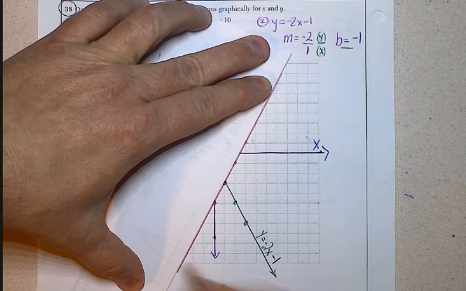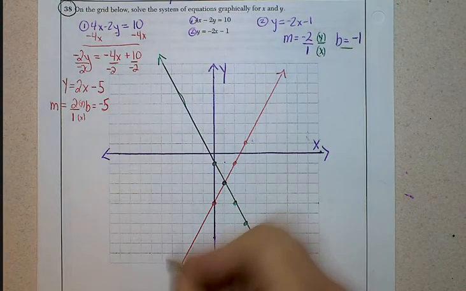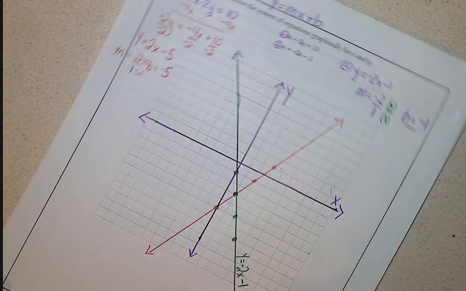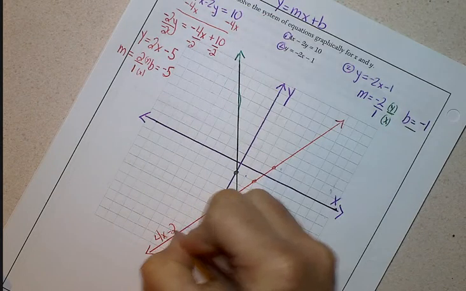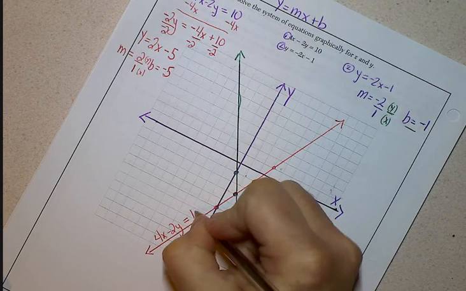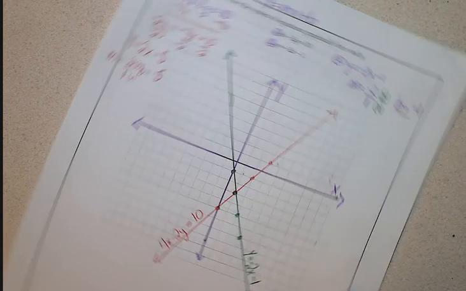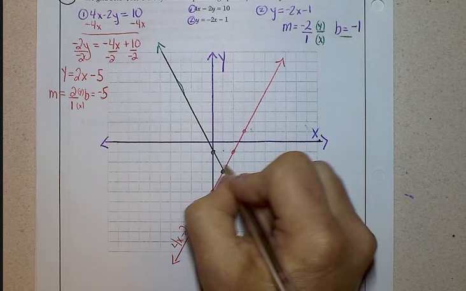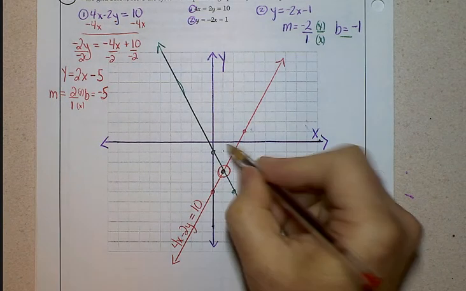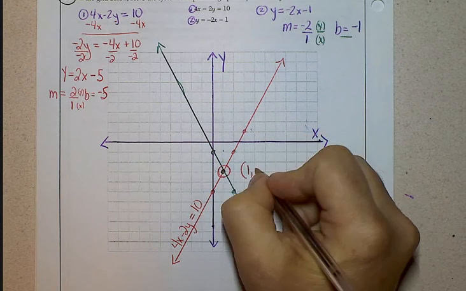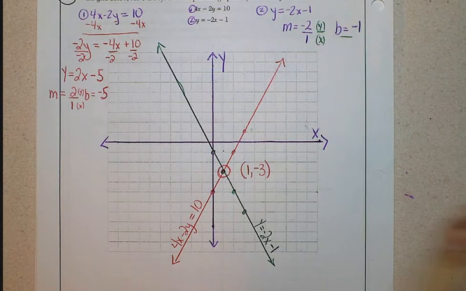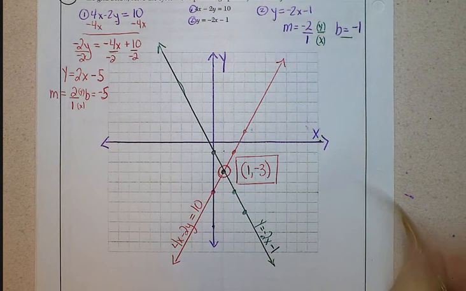So a line all the way through the coordinate plane. Label that line the original equation. So I'm going back up to 4x minus 2y is equal to 10. All right, my solution is right here. The coordinates of that point: 1 in the x, and 1, 2, 3 in the y, negative 3 in the y. That's my answer. Put a box around it.